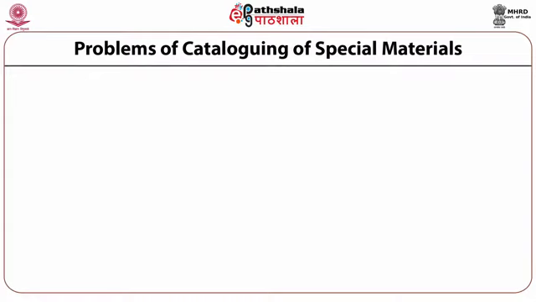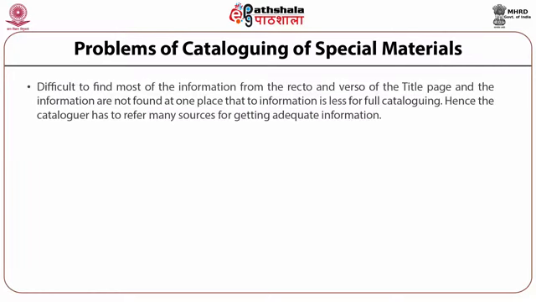Then come to the problems of cataloging of special materials. What are the problems a cataloger will face while cataloging the special materials? If we take an experience or take a survey, all the catalogers feel it is very convenient and easy to catalog the printed materials, because all the information is given on the title page systematically.